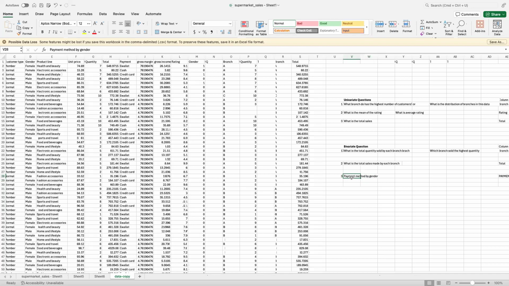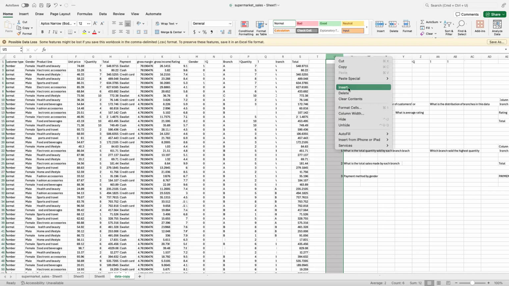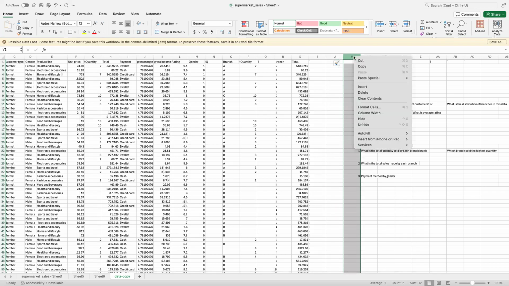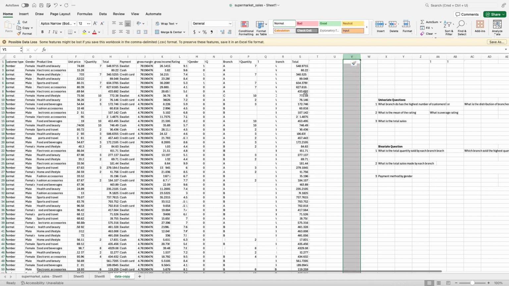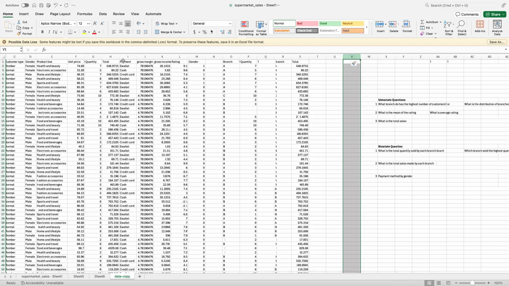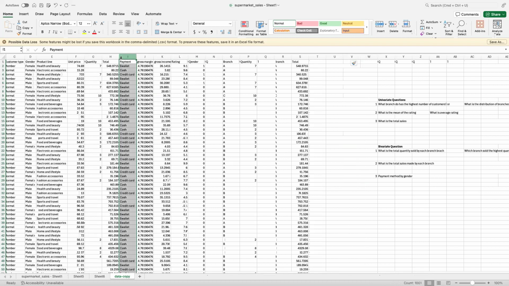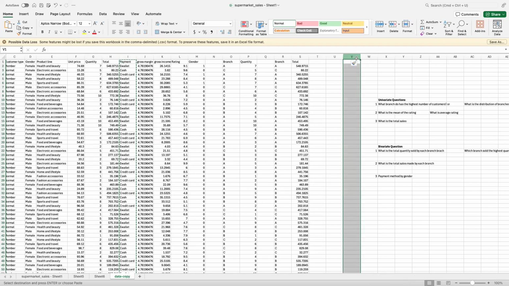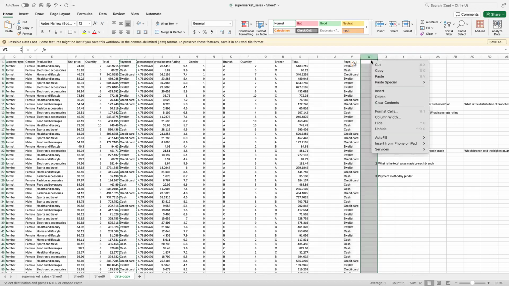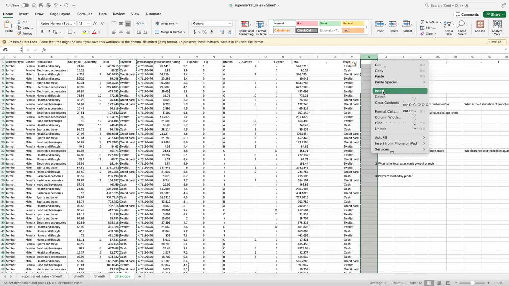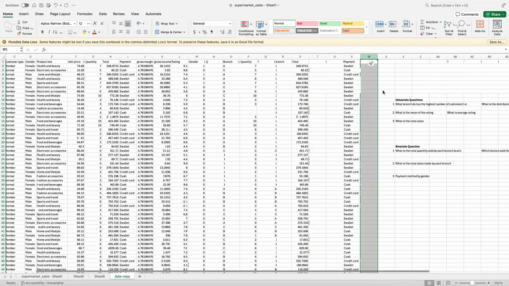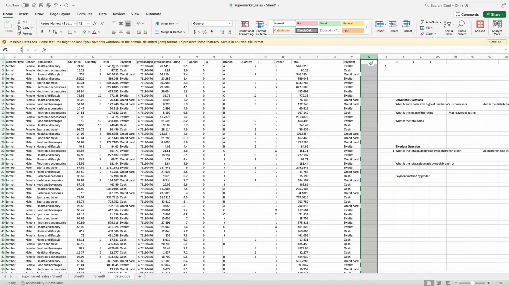So let's do this last one, payment method by gender. So payment method, so let's copy payment. Payment method by gender is two categorical data, so it might look a little bit complicated. So we can just say, well, let's try. Let's see where it goes.